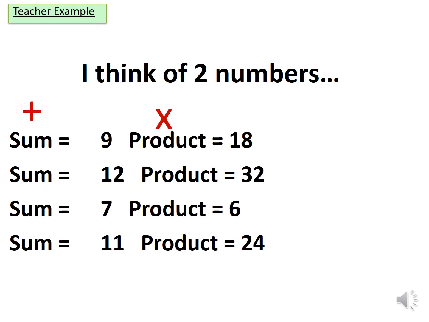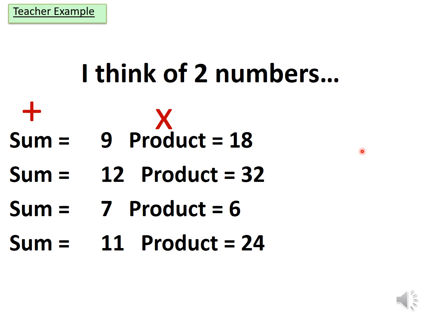Right. Okay. Here is a quick activity for you to try. I think of two numbers. The sum is 9 and the product is 18. So when you add them, you get 9. And when you multiply them, you get 18. Have a go on these 4 questions. Write your answer on a piece of paper. You don't need to take a photo or anything. It's just for you, just to practice. And then we go through the answer in a second. Pause the video. Have a go.